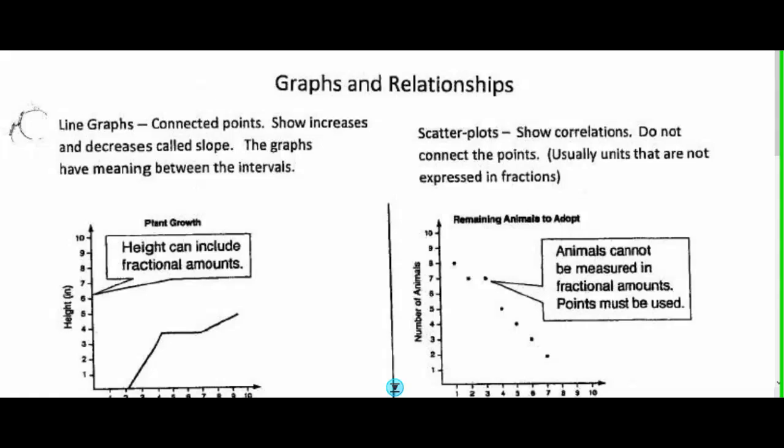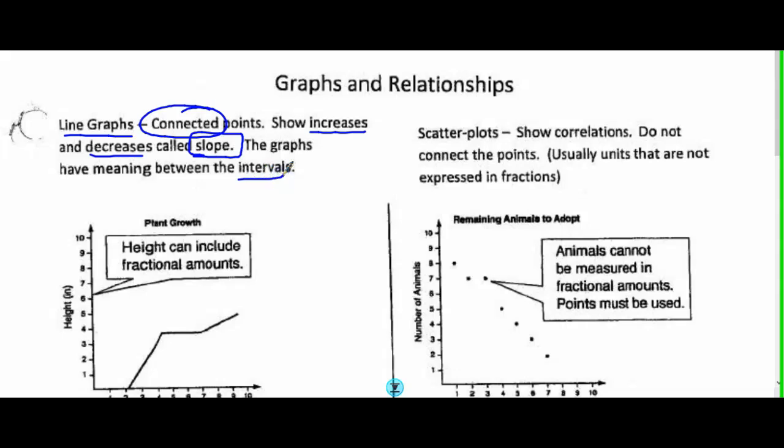Since we've talked about slope, let's talk about some different types of graphs and relationships. There are line graphs and there are scatter plots. On the left here, it says line graphs, you have connected points. When you have the connected points, it shows the increases and decreases that we learned was called slope. The graph has meaning between the intervals.